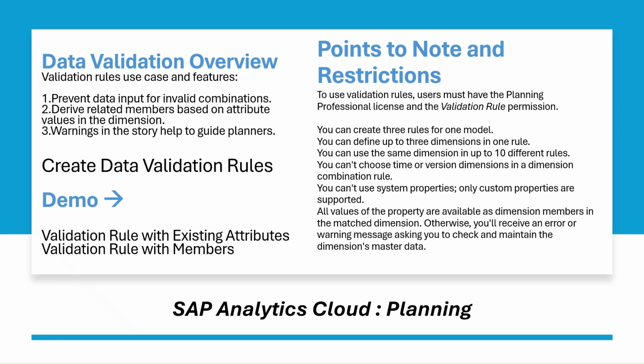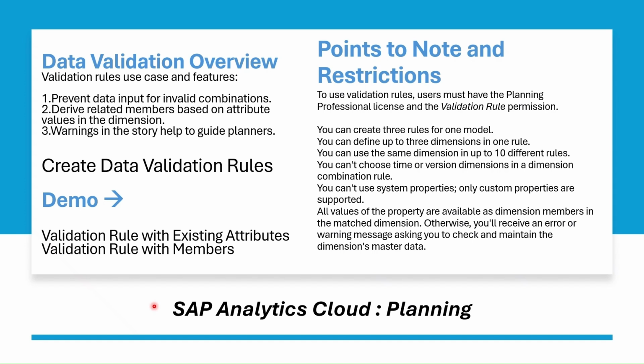This is the SAP Analytics for Cloud Learning series, and today I have come up with a new topic: how you can do data validation in the planning model using validation rules. We have a feature in planning called validation rules, which we can use for preventing data input for invalid combinations, and we can derive related members based on the attribute values in the dimension.